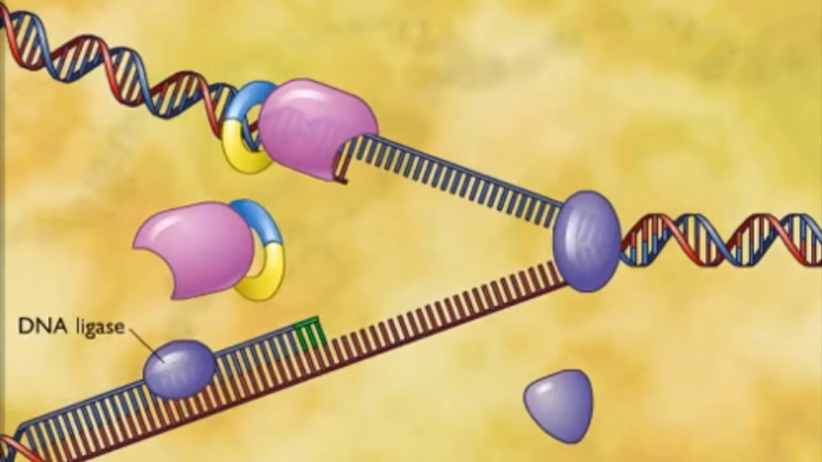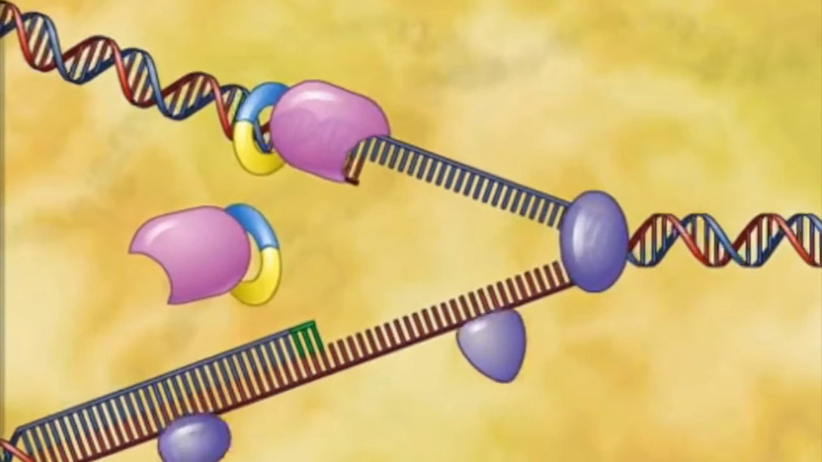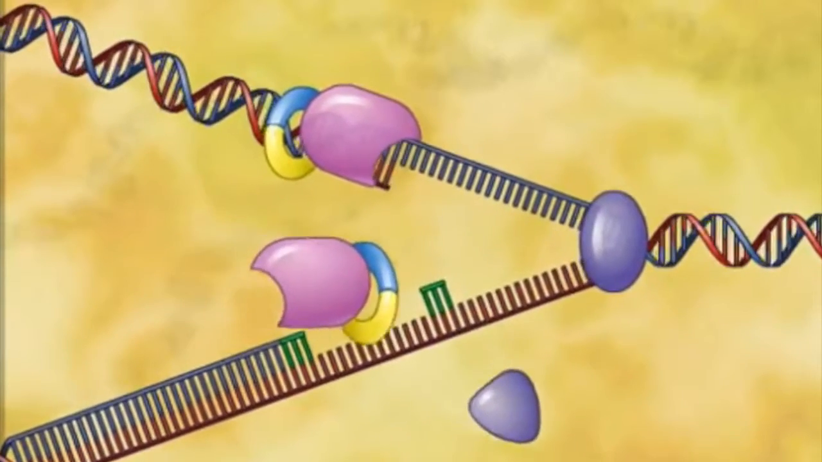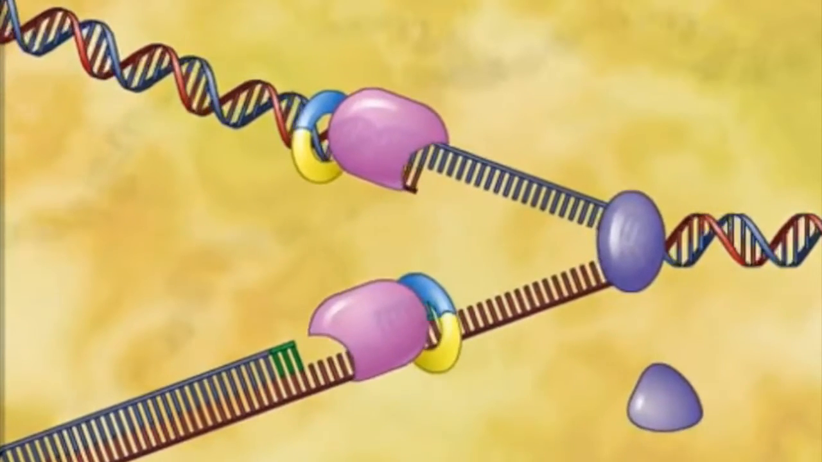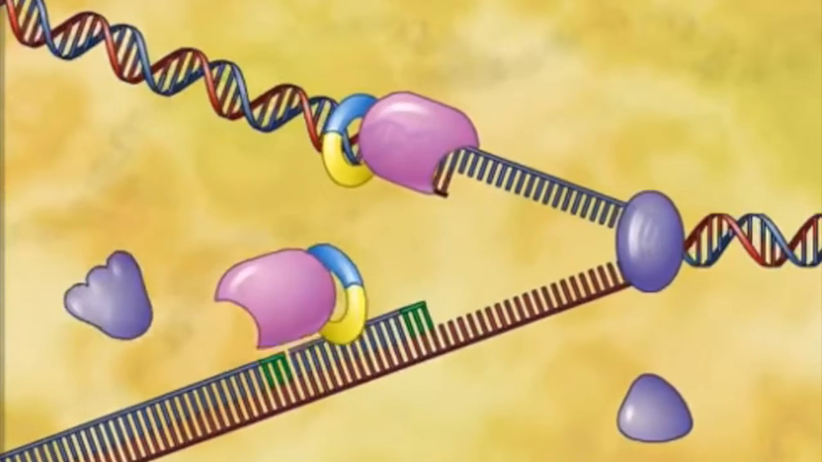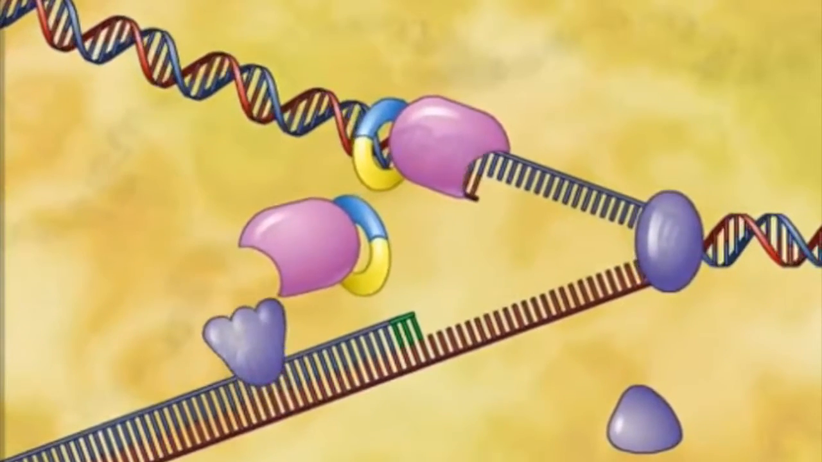Then the DNA ligase attaches the sugar-phosphate backbones of all the fragments into a continuous strand of DNA. The bond has to be strong enough to keep the newest strand of DNA and the DNA fragment together.